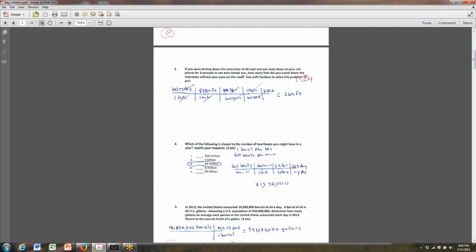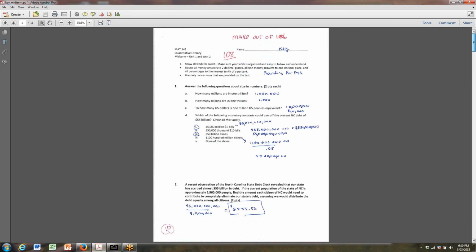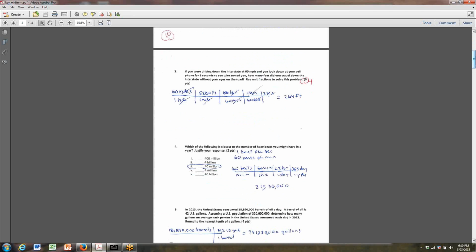For example, on number 3, I made it worth 4 points instead of 6. So you'll see those kind of changes. All right, so the first one I want to look at, some more commonly missed questions, I'm not going to do all of them, but I want to do some of them, is number 3. It says, if you're driving down the interstate at 60 miles per hour and look down at your cell phone for 3 seconds to see who texted you, how many feet did you travel down the interstate without your eyes on the road? Use unit fractions to solve this problem.